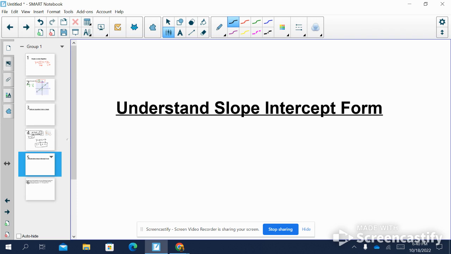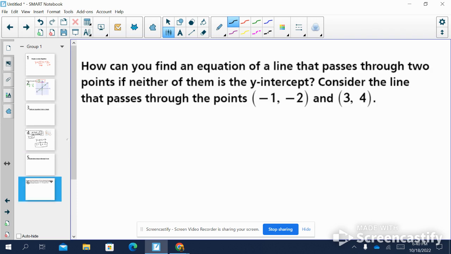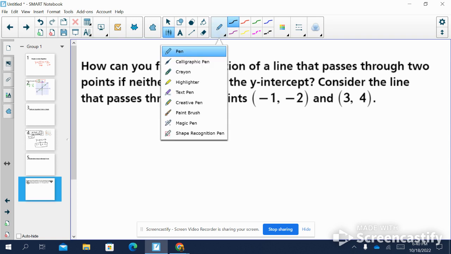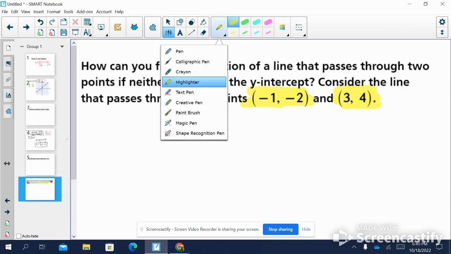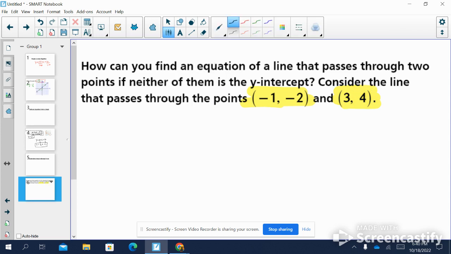Finally, I want to help you guys understand slope-intercept form. So let's look at a problem that gives us 2 points, and let's figure out what the equation of the line in slope-intercept form is given these 2 points. So step 1 is we're going to have to find the slope between those 2 points. I'm going to highlight my points. These are the points that I'm going to use.